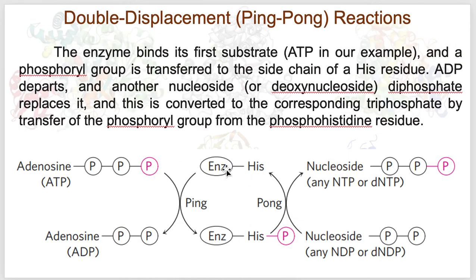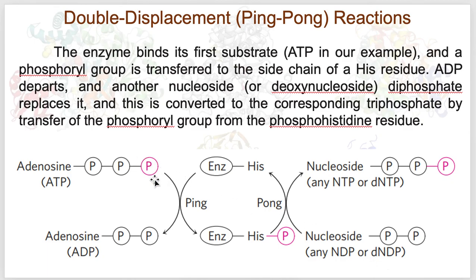This is another example of a double displacement or ping pong reaction. In this example, a phosphorus group is transferred from ATP to a nucleoside diphosphate, NDP or dNDP, which becomes NTP or dNTP. So why is it a double displacement reaction? Who are the substrates in this reaction? ATP and the nucleoside diphosphate.